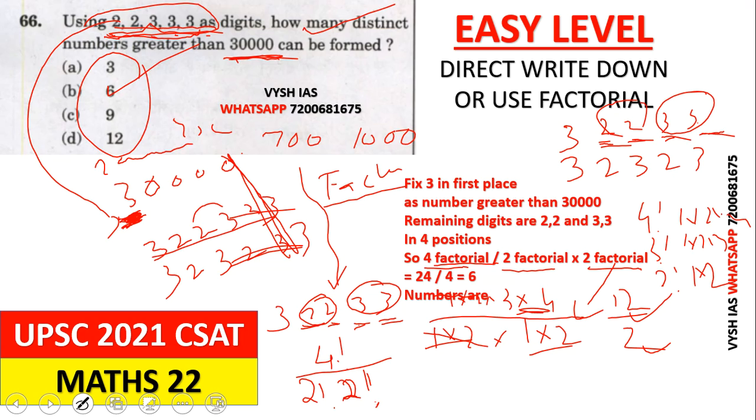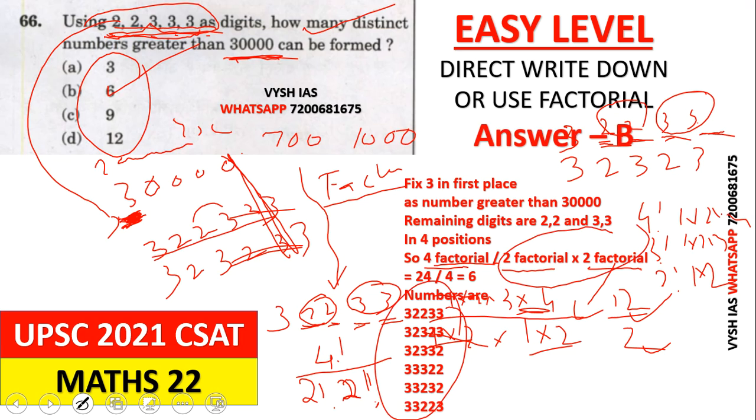If you don't know factorial, you have to sit and list down like this: 3, 2, 2, 3, 3, 3, 2, 3, 2, 3, 3, 2, 3, 3, 2, like that. That combination, 6 combinations you will get, and you will get the answer. So it's up to you whether you want to do like this or whether you want to learn factorial and do like this. Okay, both the methods I have shown you, with formula and without formula.